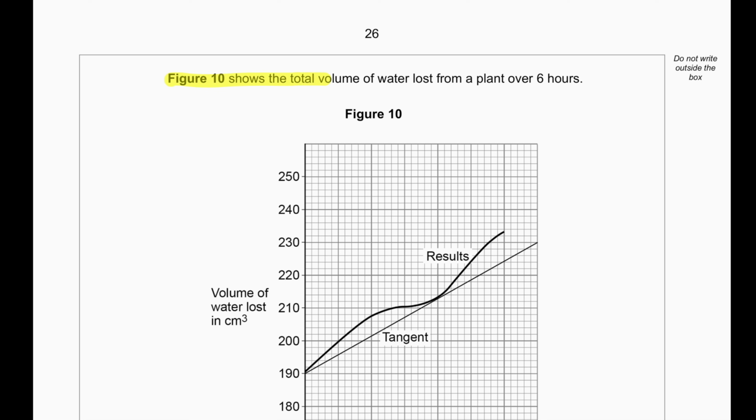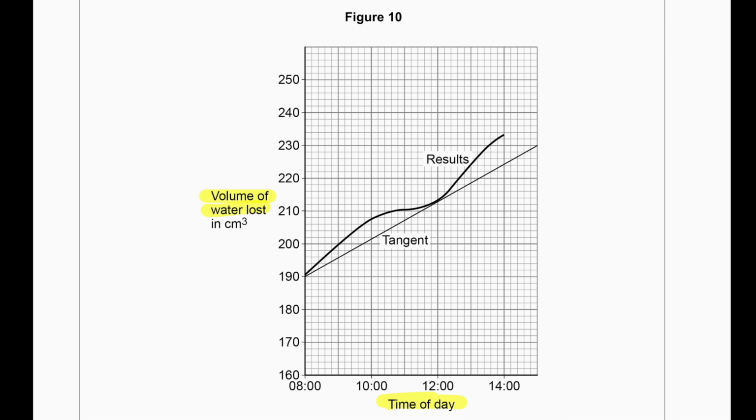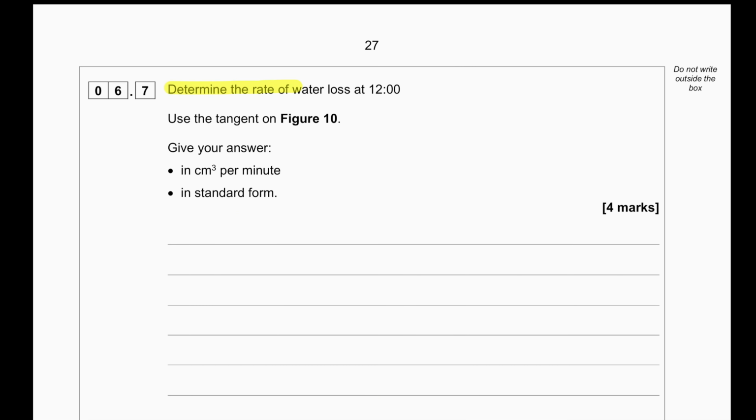Figure 10 shows the total volume of water lost from a plant over 6 hours. We can see the time of the day and the volume of water lost in cm cube. From 8 a.m. up until 1400, the volume of water lost in cm cube increases, remains constant for a while and then increases again. The question says determine the rate of water loss at 1200. Use the tangent in figure 10. Give your answer in cm cube per minute in standard form.